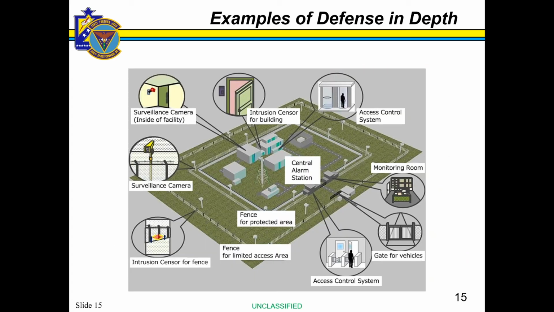For our first example, we have a picture of a restricted area using multiple security controls. It uses a CCTV system, multiple layered fences, and multiple access control systems.